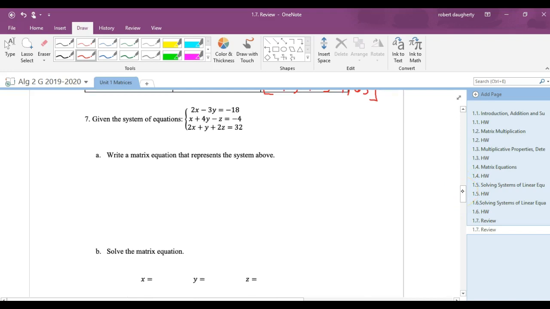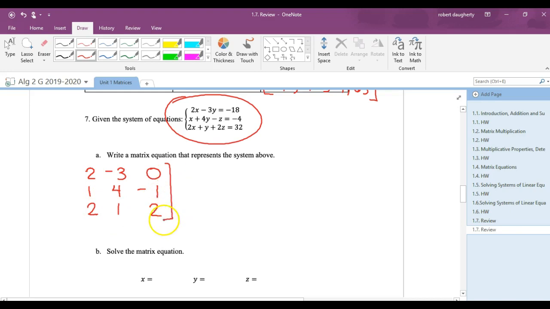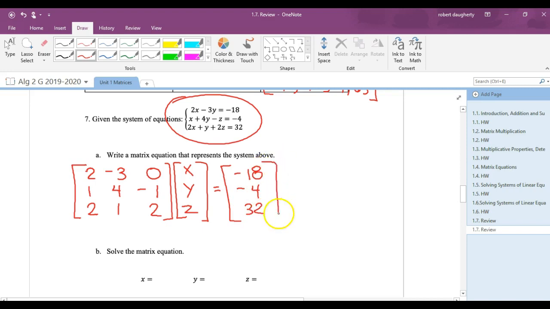And then here, this is where we talked about a 3 by 3 system. Remember, when we start with a system of equations, we can extract the coefficient matrix, the variable matrix. So I can write this as 2, minus 3, and there is no component for z, and then 1, 4, negative 1, 2, 1, 2, that's my matrix of coefficients. I have a variable matrix, x, y, z. All of this equals a solution matrix, negative 18, negative 4, 32.